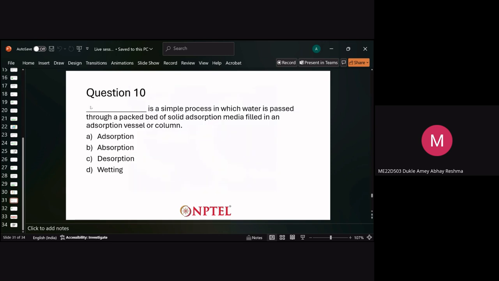Question number 10, basically dash is a simple process in which water is passed through a packed bed of solid absorption media filled in an absorption vessel or a column.